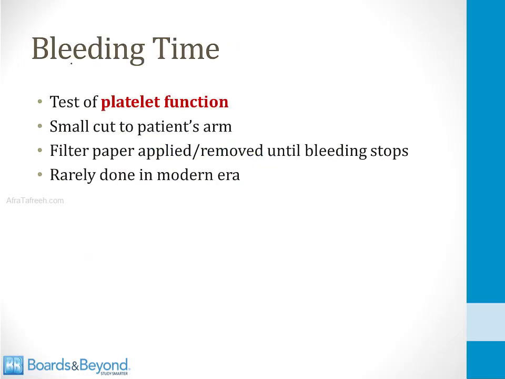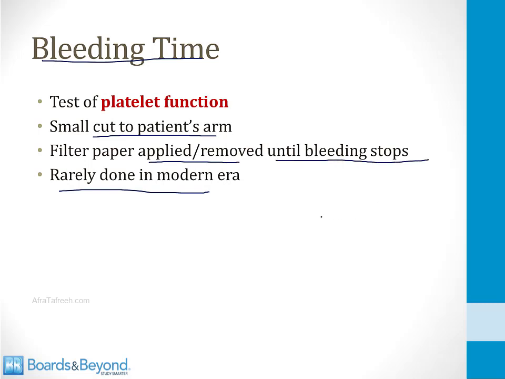There's a test of platelet function called the bleeding time that's abnormal in many platelet disorders. This is a test that's rarely done in the modern era. It used to be done years ago. To perform this test, you make a small cut in the skin on a patient's forearm. You then apply filter paper and remove it at regular intervals until the filter paper comes off clean, indicating that the bleeding had stopped.